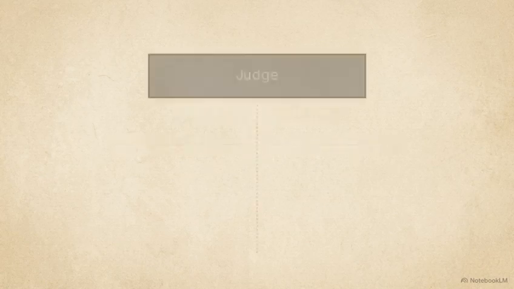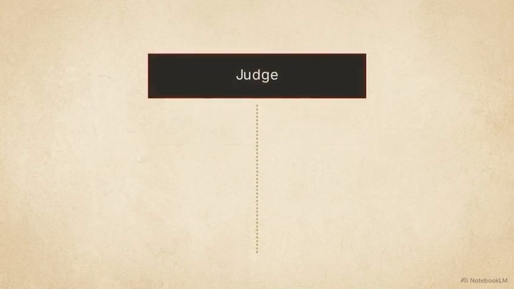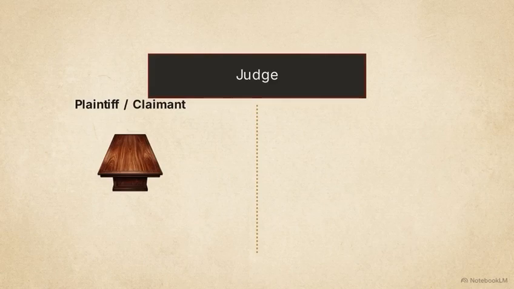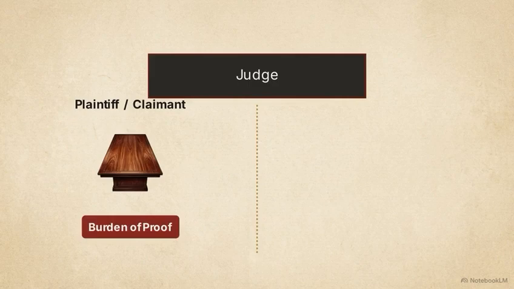Look at this courtroom schematic. The spatial arrangement reflects the adversarial nature of the system. On one side, we have the plaintiff, also known as the claimant. The plaintiff, or al-mudda'i, is the party who formally initiates the lawsuit before the court. For example, the burden of proof lies on the plaintiff. They brought the claim, so they must prove it.